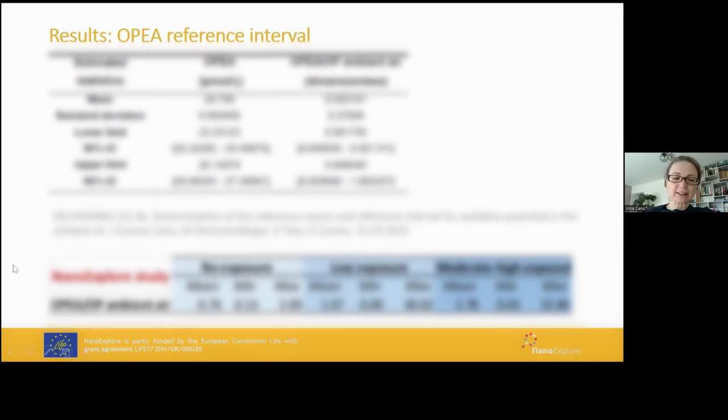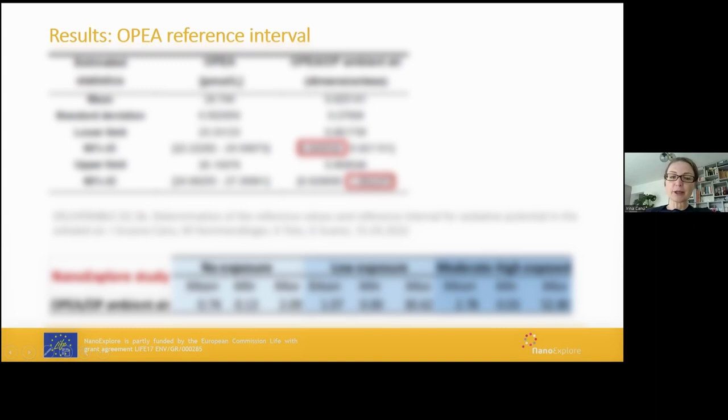Here you can see the results that we obtained in the NanoExplore study, and later on, you could hear Professor Bergamaschi's presentation regarding this study. So we measured oxidative potential in our study participants, and we stratified them according to the level of exposure to engineered nanomaterials. And as you can see here, we could compare our value of the mean, but also the minimum and maximum measured in non-exposed people, which is even lower than the lowest limit of the interval range.